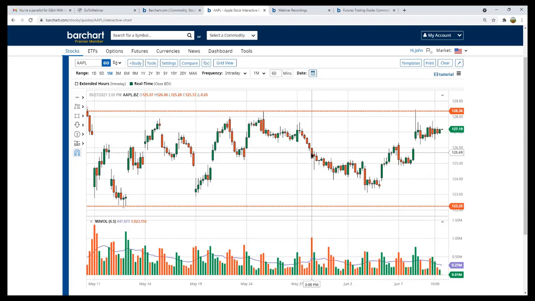So what is this telling us? Big down volume, institutional selling. And that has set up a potential downtrend over the next 3 to 5 days. And that's exactly what we saw here.